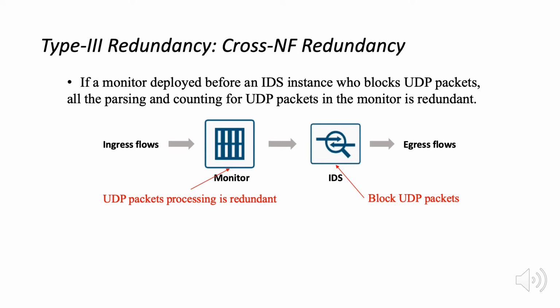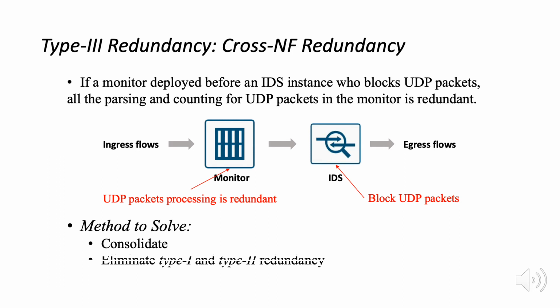To eliminate the third type of redundancy, we can consolidate the two NFs into one program first, and then apply type 1 and type 2 redundancy elimination on it. Finally, we decompose them back.